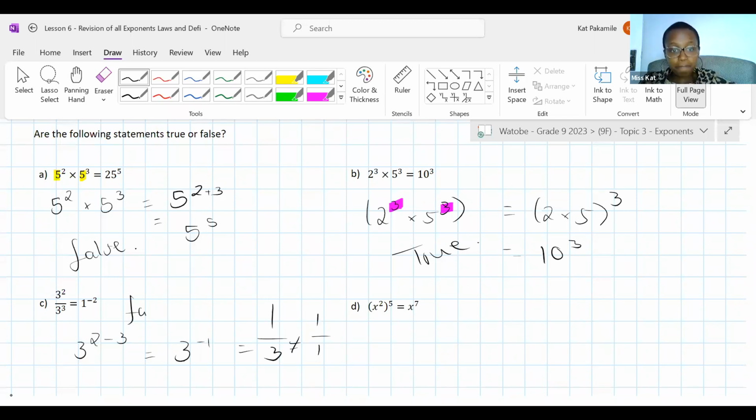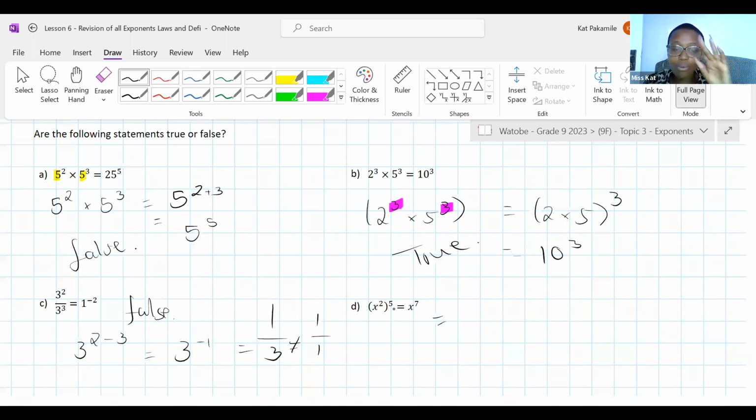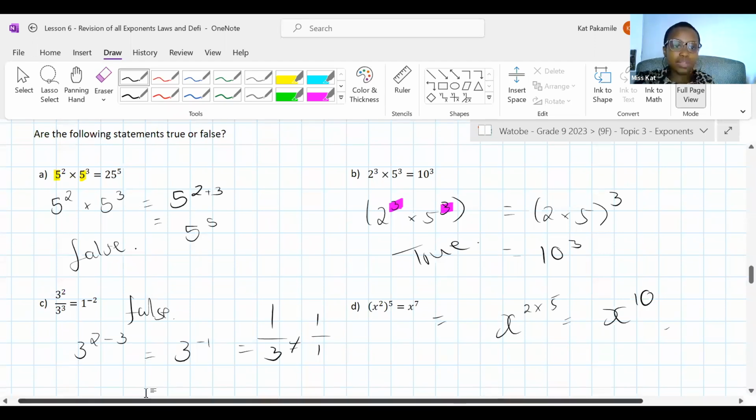And the last one says, ooh, let's check D again. Oh, now we're changing. See, D is true, guys. D is true. This is power to a, no, it's not. Never mind. I just flopped. Power to a power says multiply, guys, not add. The mistake I said you mustn't do, I did it. What a difficult one. But anyway, power to a power. So we actually supposed to say x to the 2 times 5, which is x to the 10. Beautiful, beautiful. And we are done.